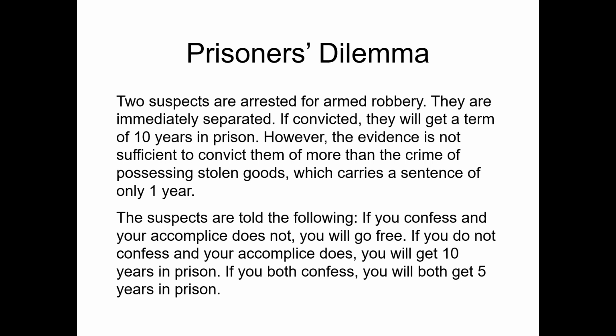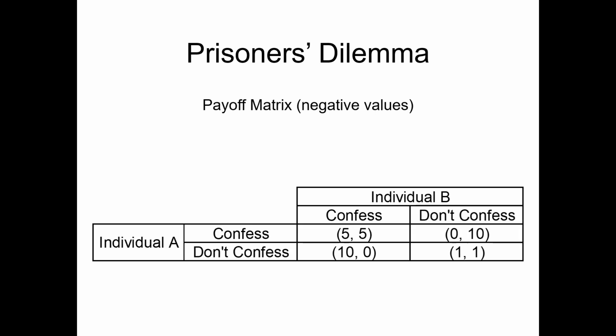I'll tell you once again. The suspects are told the following: if you confess and your accomplice does not, you will go free. And if you do not confess and your accomplice does, you will get 10 years in prison. If you both confess, you will both get 5 years in prison.